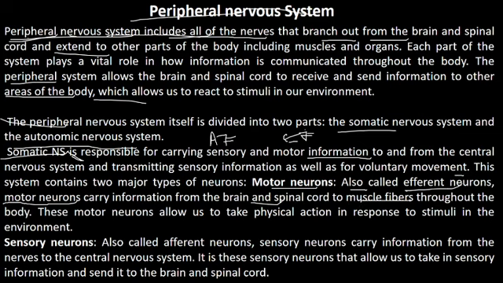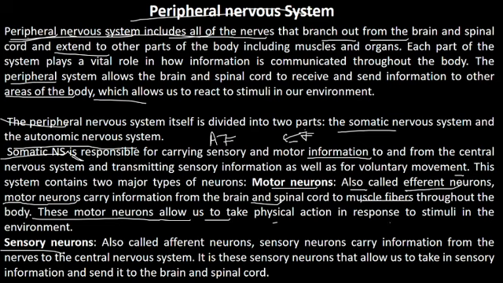So when you see a diagram that gives you a nerve attached to muscle, that is the motor system. Okay, it is called efferent neurons. Now, sensory neurons carry information to the brain throughout the body. You can read by yourself. These motor neurons allow us to take physical action in response to stimulus.